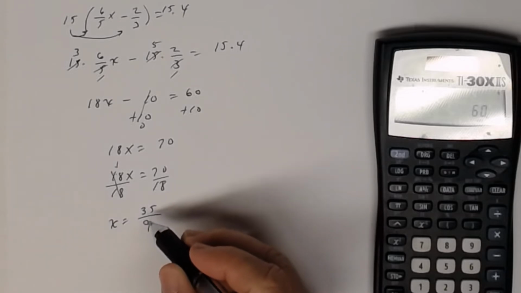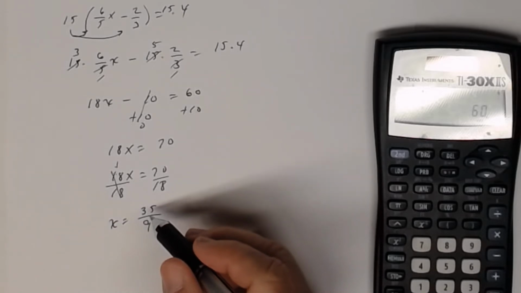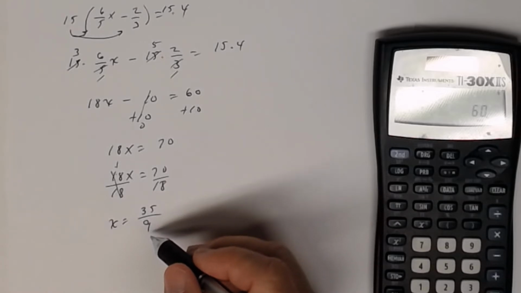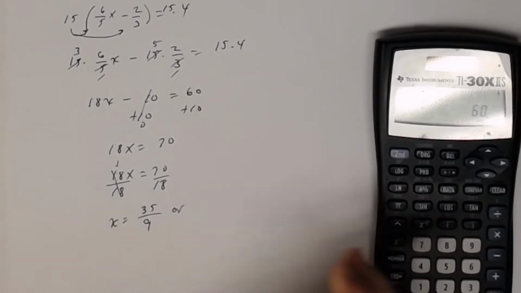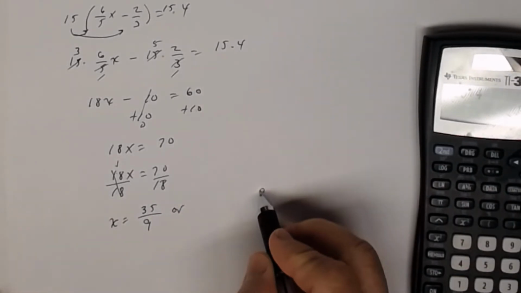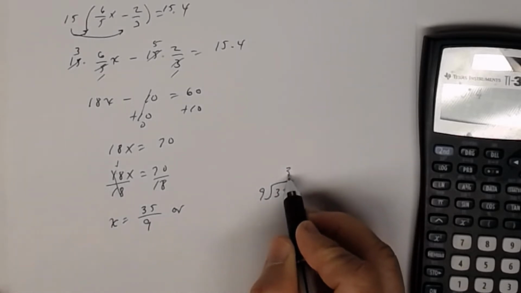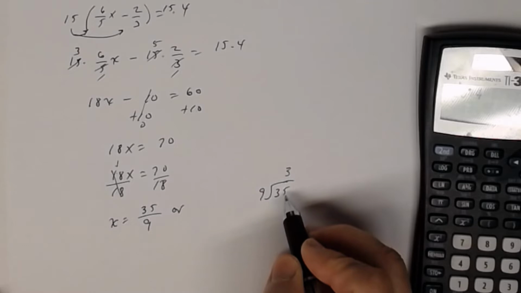And 35 and 9, the only number that those two have in common is the factor 1. And so you can leave your answers as an improper fraction, or you can write as a mixed number. So 9 into 35. So 9 into 35 will be what, 3? Not 4, because that'd be 36.